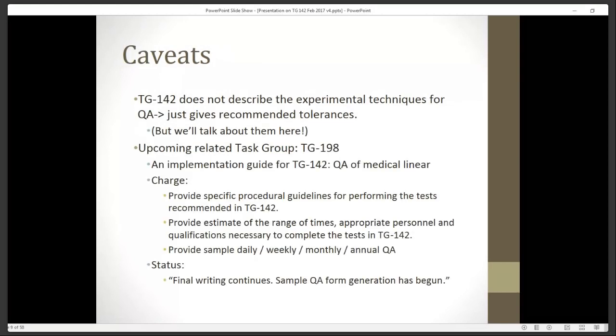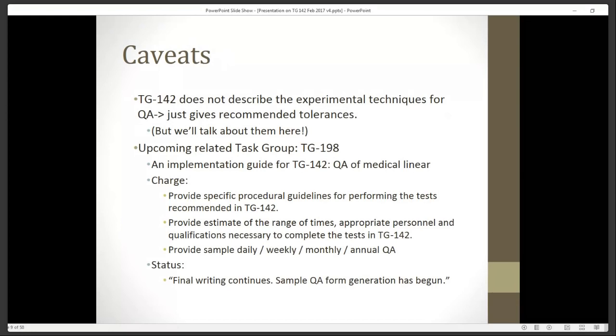All right, so moving on, a few more caveats with TG142. The task group itself doesn't really describe any experimental techniques. They cite a lot of references to methods to do that. So it really only covers the recommended tests and the tolerances, but doesn't really give you methods to do that. But we'll talk about a few of those here and give some brief examples on how those tests can be carried out, hopefully in a somewhat efficient manner.